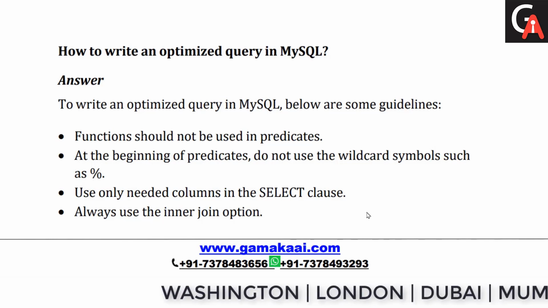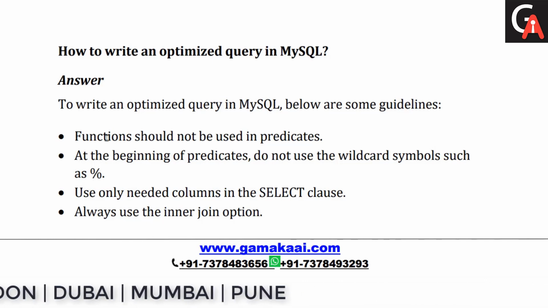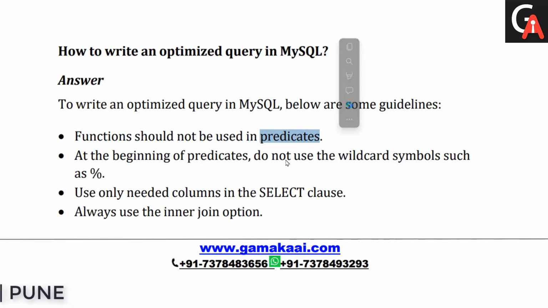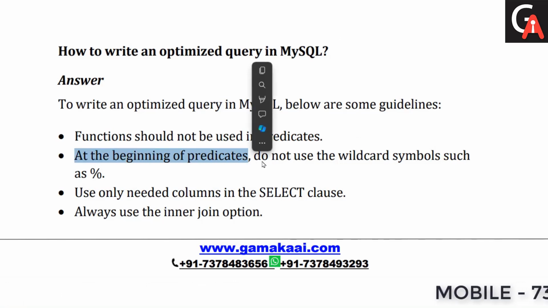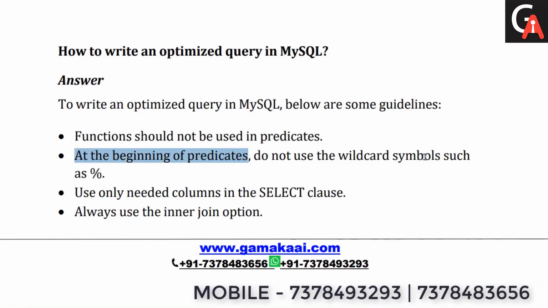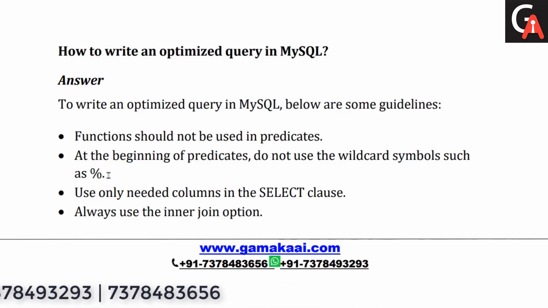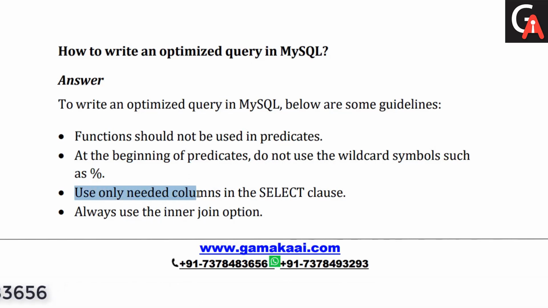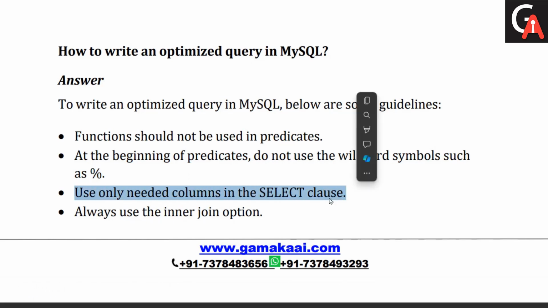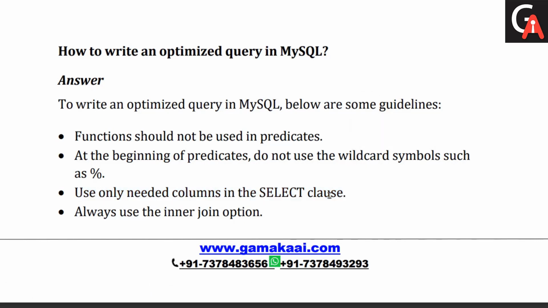The first one is function should not be used in predicate. This is the first condition. Second is at the beginning of predicates, do not use the wildcard symbol such as percentage. Use only needed column in the select clause. In other words, avoid using the star wildcard character.